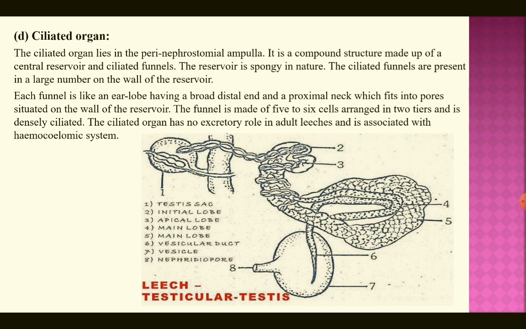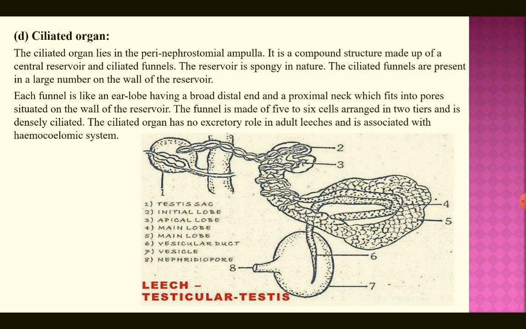The next is the ciliated organ. The ciliated organ lies in the perinephrostomial ampulla. It is a compound structure made up of a central reservoir and ciliated funnels. The reservoir is spongy in nature. The ciliated funnels are present in large number on the wall of this reservoir.